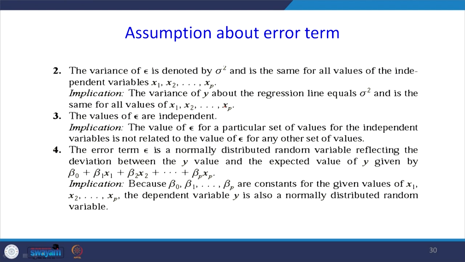Then the fourth assumption: the error term epsilon is a normally distributed random variable reflecting the deviation between the y value and the expected value of y given by beta 0 plus beta 1 x1 plus beta 2 x2 up to beta p xp. What is the implication? Because beta 0, beta 1, up to beta p are constants for given values of x1, x2, xp, the dependent variable y is also a normally distributed random variable. The error terms should be independent, but they should follow a normal distribution with equal variance. If it is not equal variance, then the second assumption also gets violated.